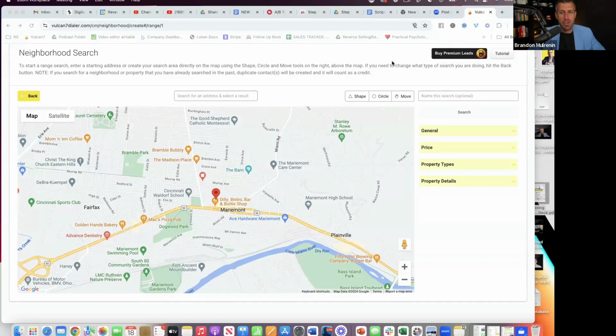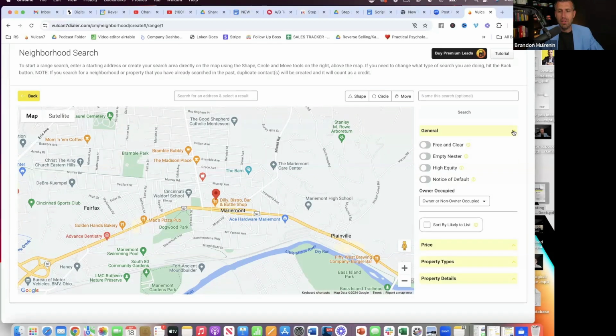It's easier for you and I to just draw some stuff on an iPad, but let me give people exactly what we're talking about here. So this is a tool inside Vulcan 7. You can pull up anywhere in your market, you can draw a radius, and here's what you do. Over here is where you can start to really build more targeted lists. If you drop these down, you could include properties that are free and clear, empty nesters, high equity sellers, notice of defaults, absentee owners, likely to list.